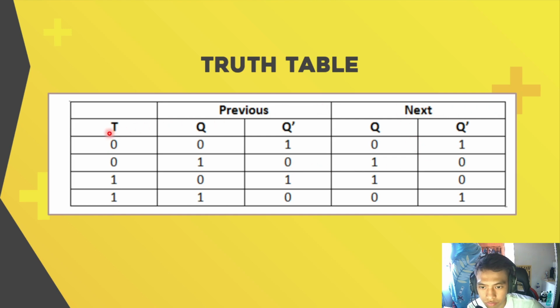So, dito, pag 1 naman yung T, yung previous is magiging 0 and yung Q complement is kabaliktaran lang neto is magiging 1. Pero dito sa next is ang Q is magiging 1 at yung Q complement naman is magiging 0. So, sa last naman is kapag T is 1, yung previous Q is magiging 1, then complement ng 1, syempre 0. So, sa next is yung Q is magiging 0 naman, so Q complement is magiging 1. So, yun lang para sa truth table ng T flip-flop.